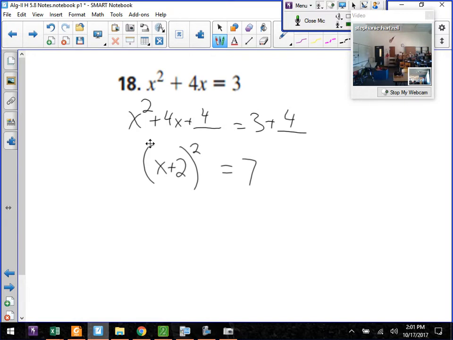So there's our complete square process, and then it's really, really fast. All you have to do is take the square root of both sides. We get x plus 2 is plus or minus root 7. Don't forget plus or minuses.